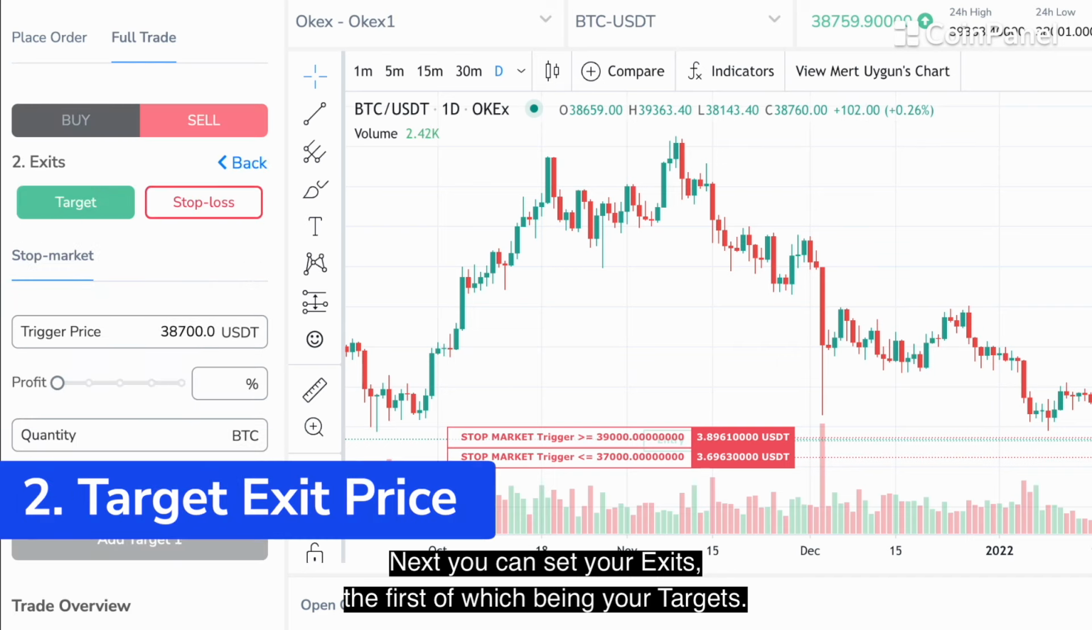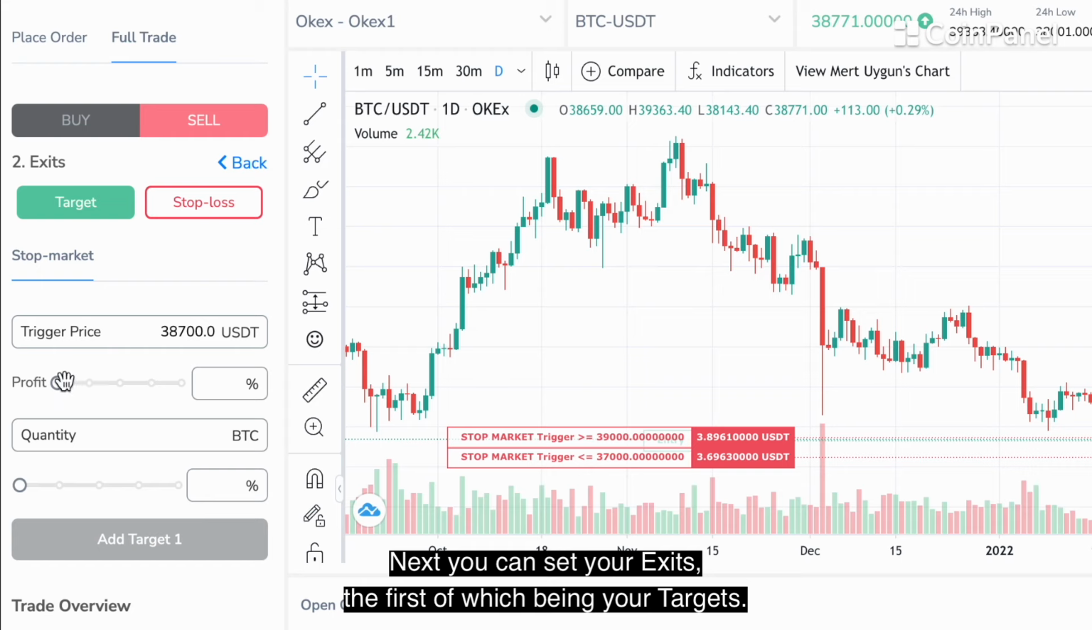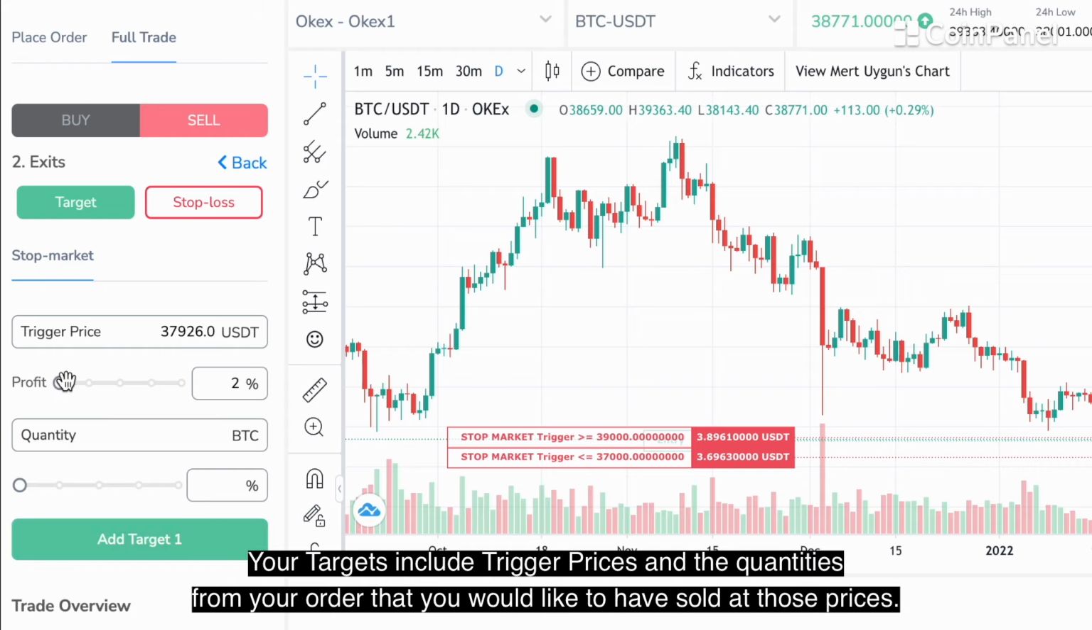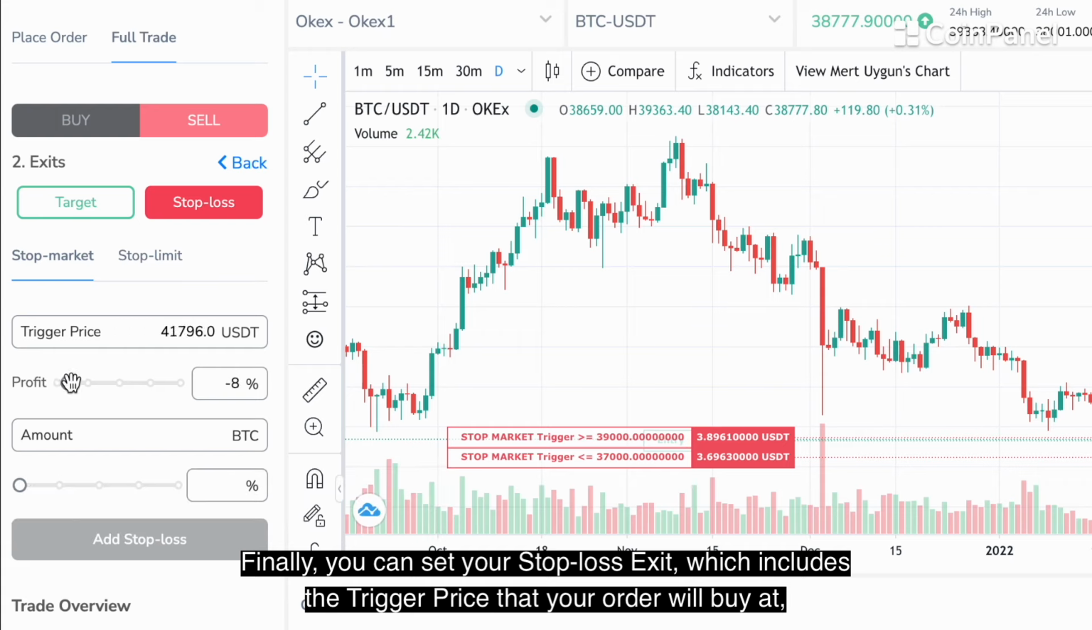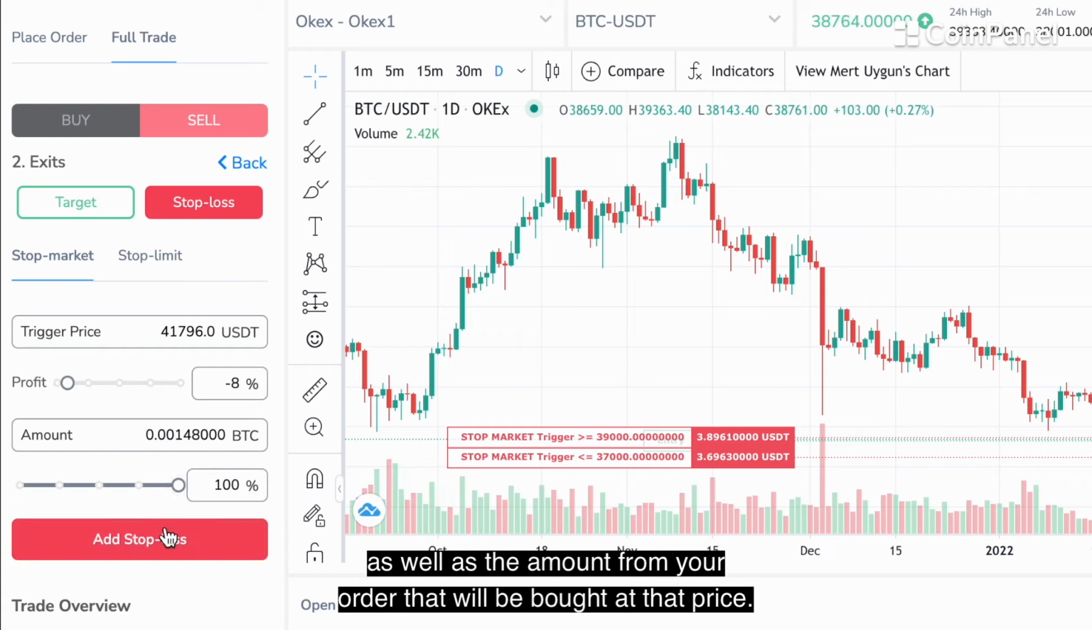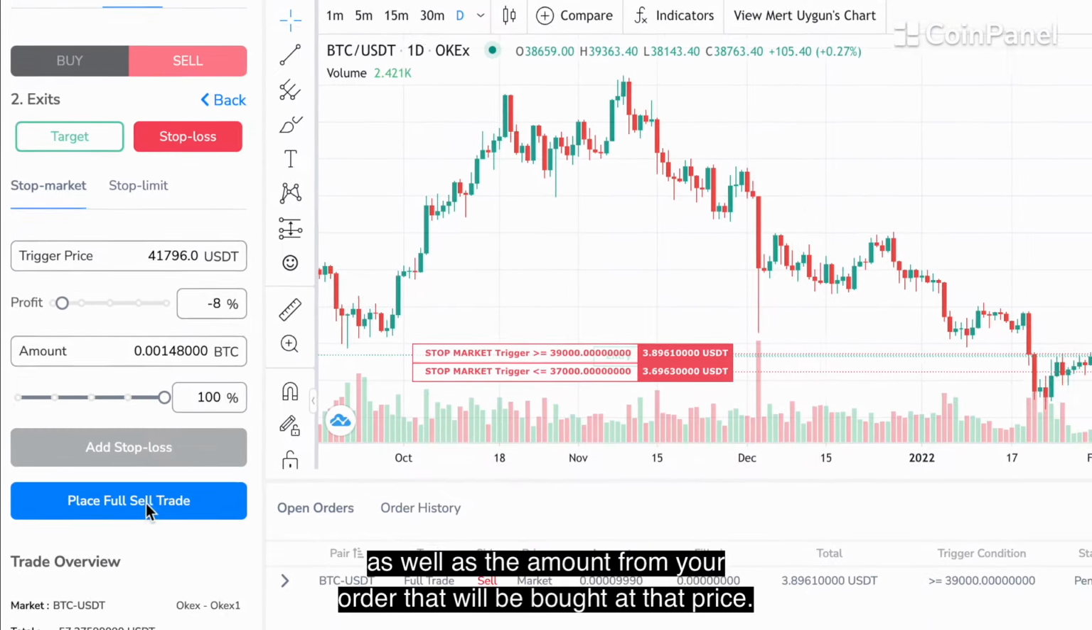Next, you can set your exits, the first of which being your targets. Your targets include trigger prices and the quantities from your order that you would like to have sold at those prices. Finally, you can set your stop loss exit, which includes the trigger price that your order will buy at, as well as the amount from your order that will be bought at that price.